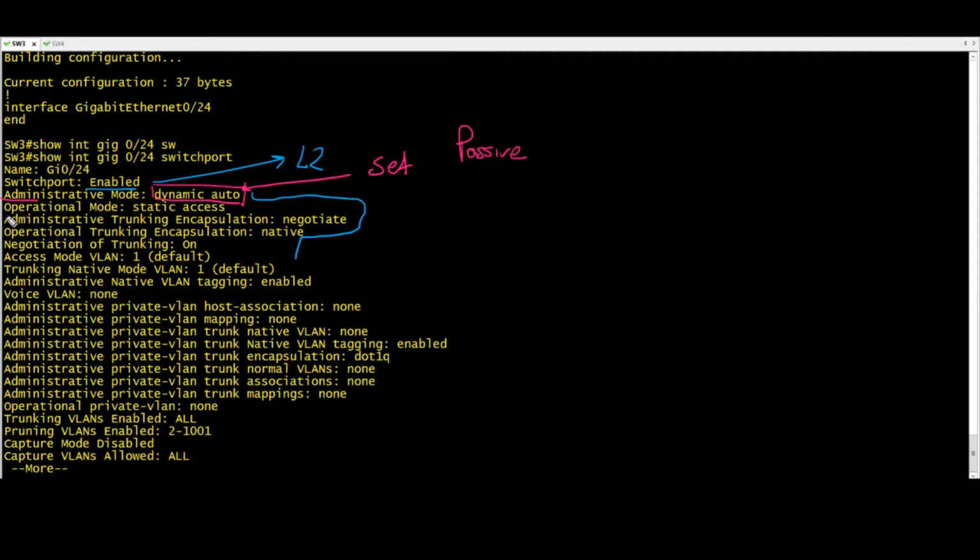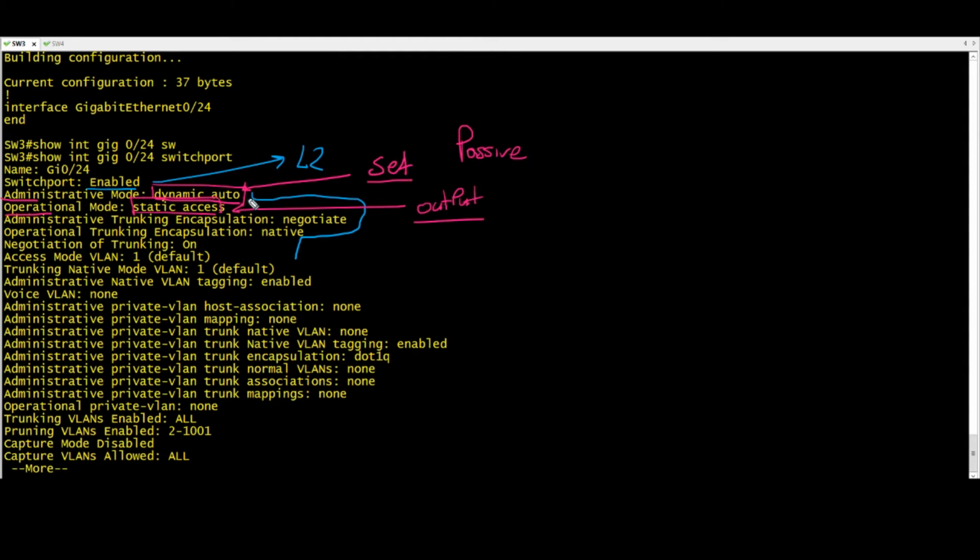Moving on, we can see the operational mode. Now the operational mode is static. So that tells us quite a few things. First of all, this is not what's been set, but what is the actual output of what's been set.